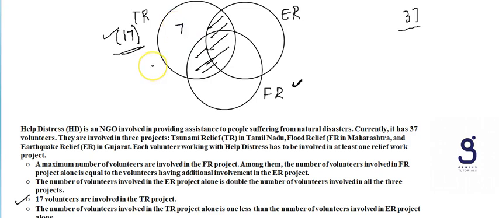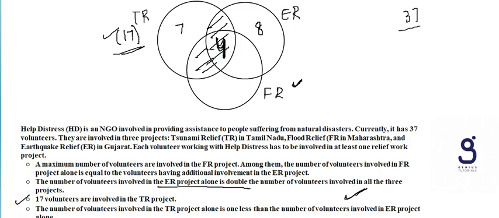Now it is also given that the number of volunteers involved in TR alone is 1 less than the number of volunteers involved in ER project alone. That means ER alone will be 8. And it is given that the number of volunteers in ER project alone is double the number of volunteers involved in all three. That means this would be 4.